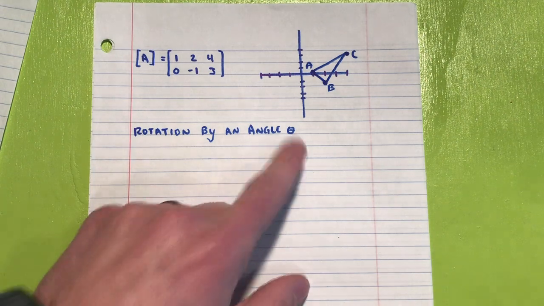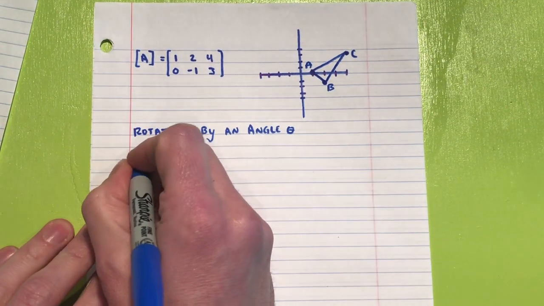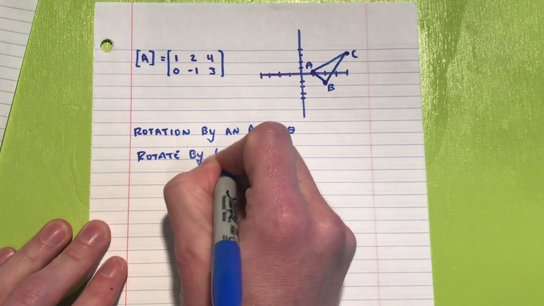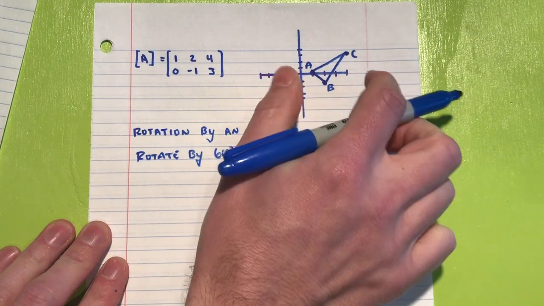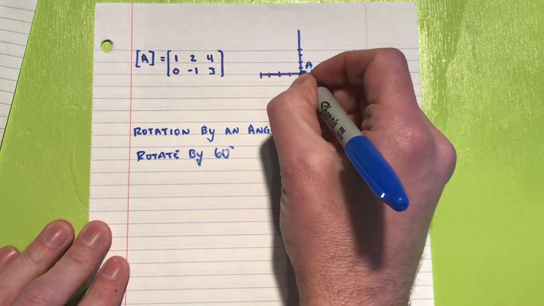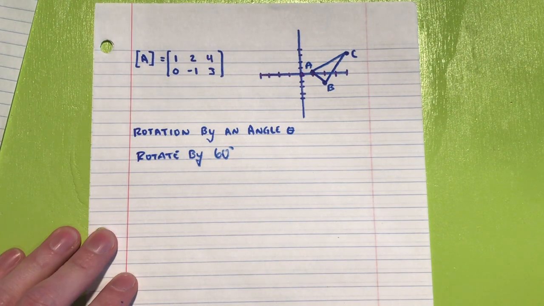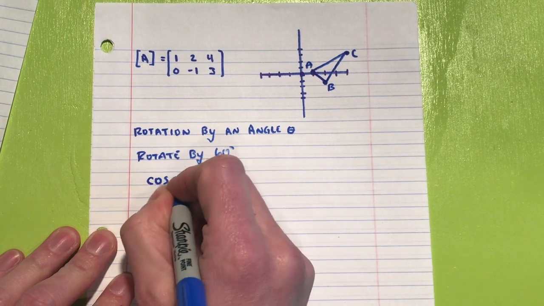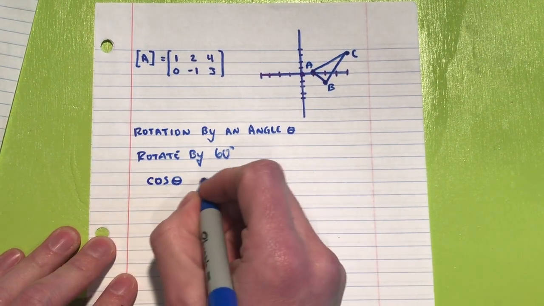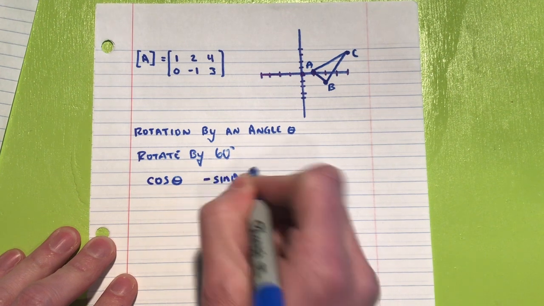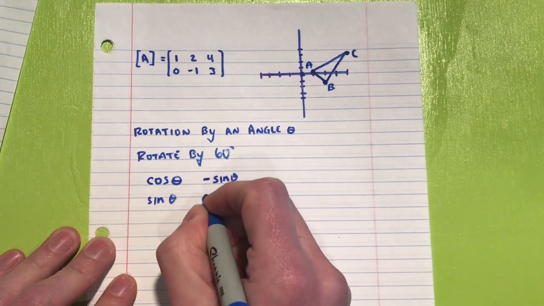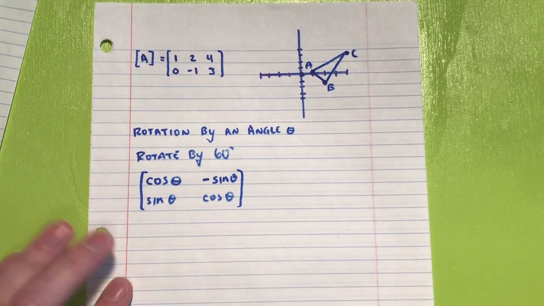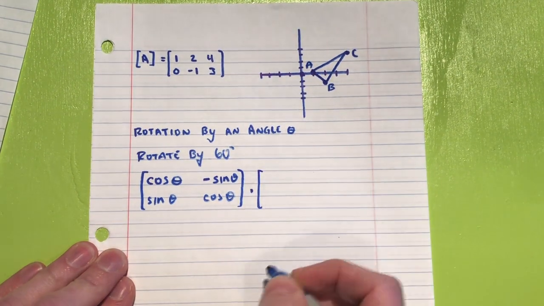Last, we have some rotation by some angle theta. Let's say I want to rotate my coordinate matrix by 60 degrees. I'm going to spin it around the origin, around some point of rotation, 60 degrees. Every single time, our rotation matrix is going to be cosine of the angle, negative sine of the angle, sine of the angle, cosine of the angle, multiplied by our coordinate matrix.